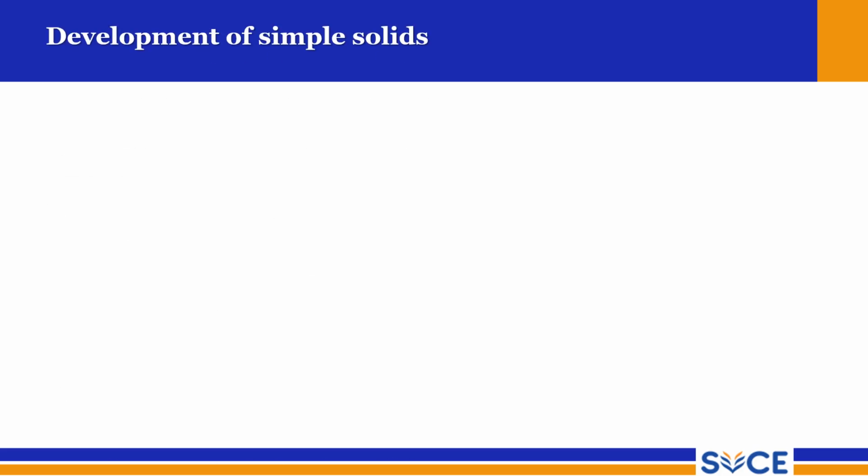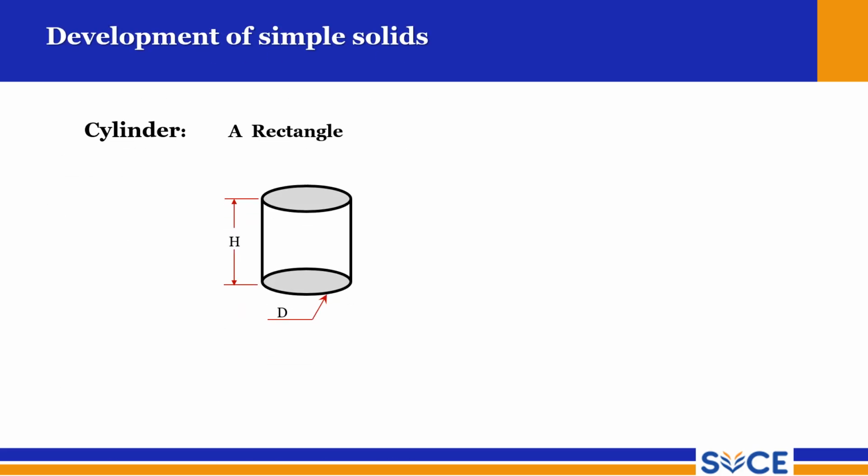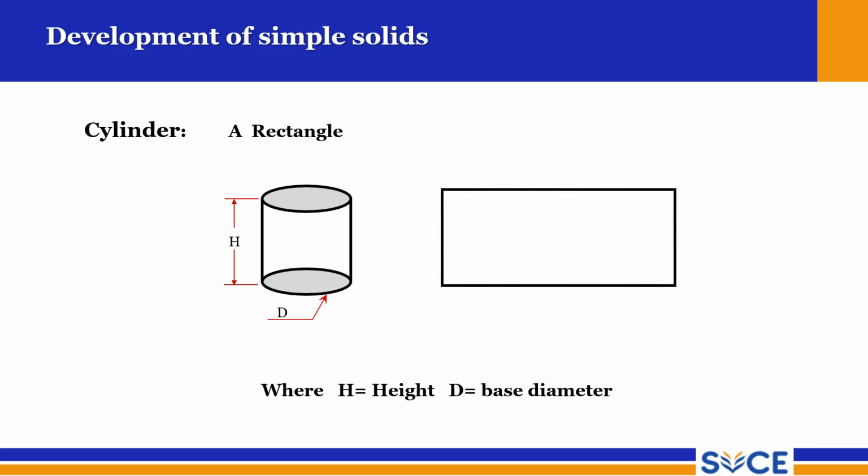Development of simple solids: the cylinder should be developed using the parallel line method. A cylinder can be spread out using its perimeter, pi d. So calculate it and draw two parallel lines. So draw this rectangle, and the top base and the bottom base can be developed like this.